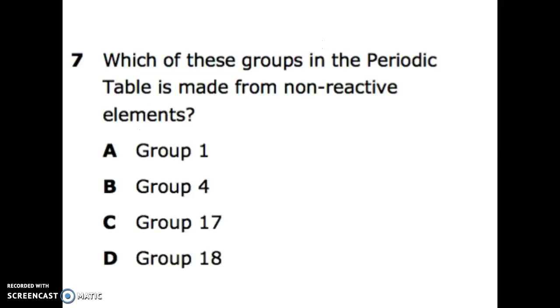Number 7. Which of these groups in the periodic table is made from non-reactive elements? A. Group 1, B. Group 4, C. Group 17, D. Group 18.